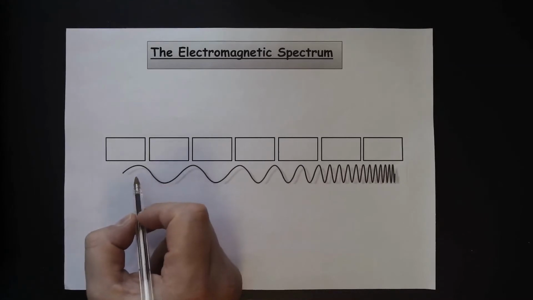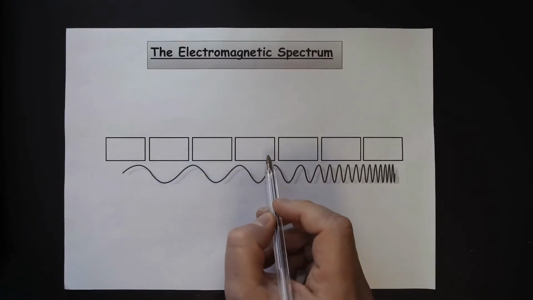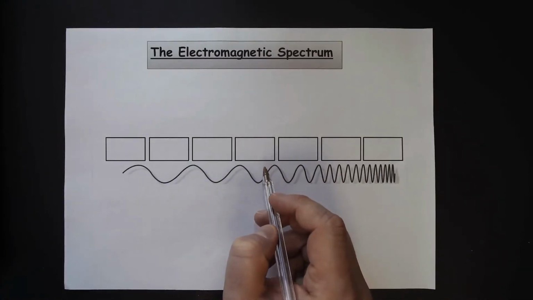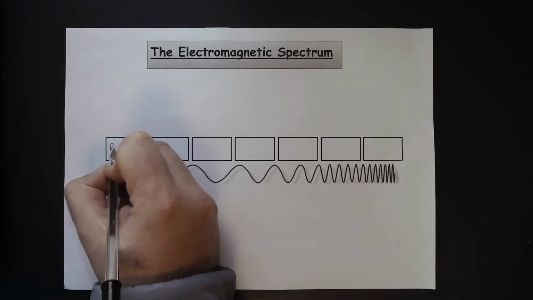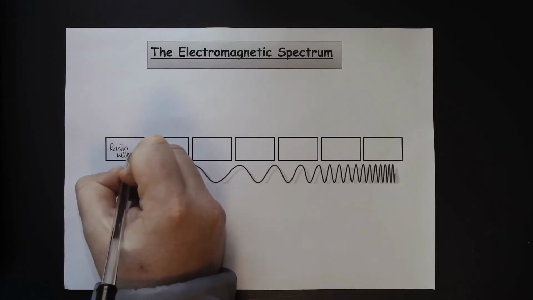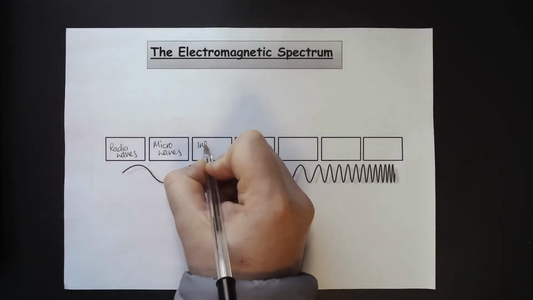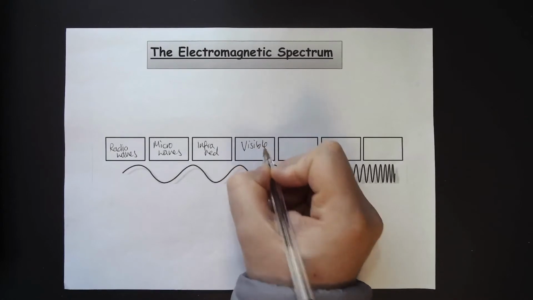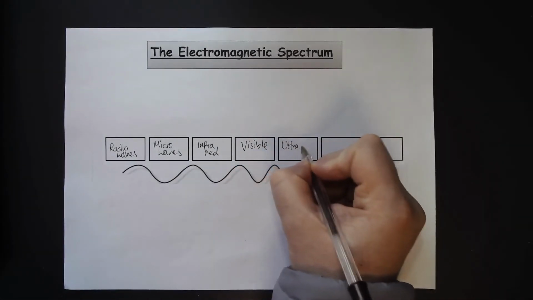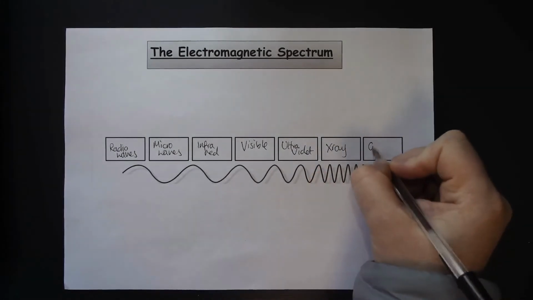So what we have in front of us is a diagram representing our transverse waves. The boxes here we will fill in with the names of the electromagnetic waves. Now if we start at this end, first one is radio waves, then we have microwaves, infrared, visible light, ultraviolet, X-ray and gamma rays.